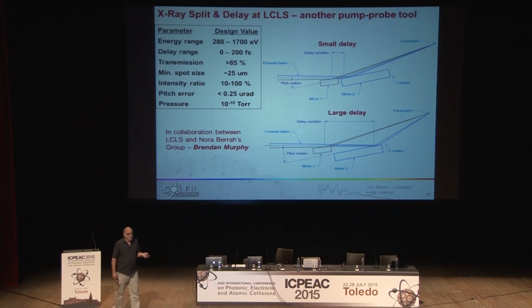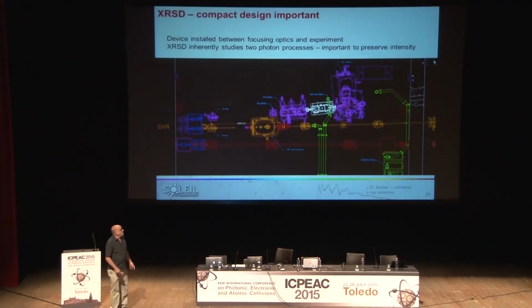So we decided to build this 2-mirror device, and with the help of Brendan Murphy and Nora Berra's group, we designed and built this device. It uses essentially a first mirror to intercept part of the beam and reflect it to the focal point, or to the interaction region, and a second mirror which takes the rest of the beam and takes a different path to get there, so therefore a delayed path, and that path difference can be changed by moving and changing the tilt of the mirror.